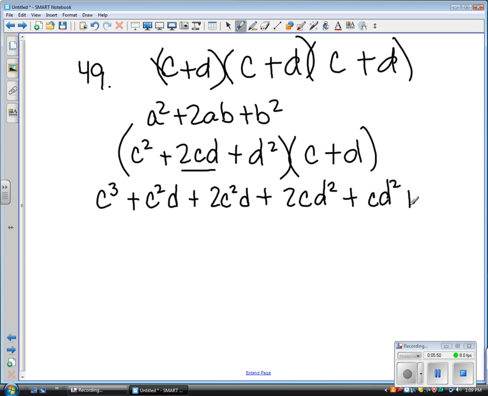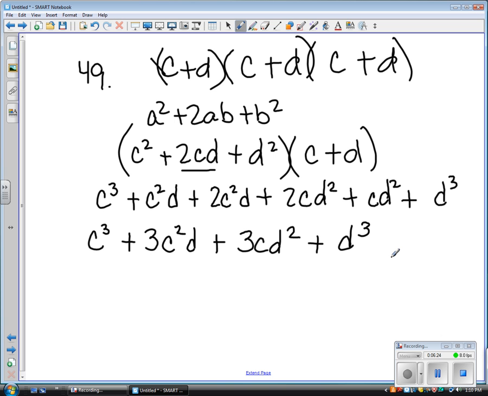There you go, put it in our ABC order, plus d cubed. Now I need to go through and see if I can add anything. This one is the only cubed with my c, so he stays the same. Here I have two terms, so I have 1c squared d plus 2c squared d, which gives me a total of 3c squared d plus, these two are the same, so if I add those I get 3cd squared, and I only have 1d cubed, so there's my answer. Do you see where I mean, okay. Alright. Other questions?